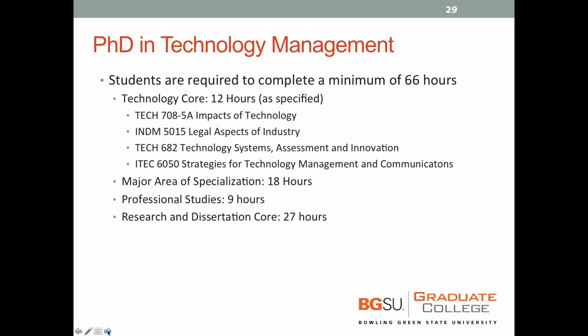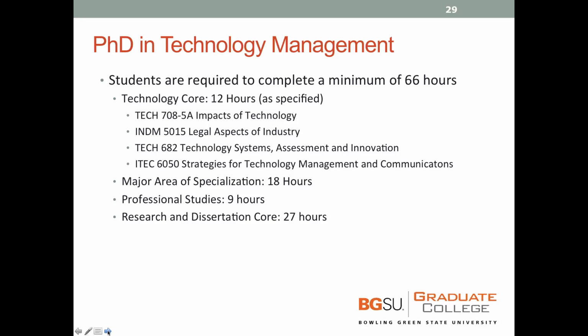Okay, the next degree that we are going to talk about is a degree that's close to my heart because it is really cutting edge. It's a PhD in technology management. It's delivered completely online, where we take advantage of the intellectual horsepower from 5 institutions. Faculty members from 5 institutions join together to deliver a quality, very well-respected degree. Bowling Green is one of them.